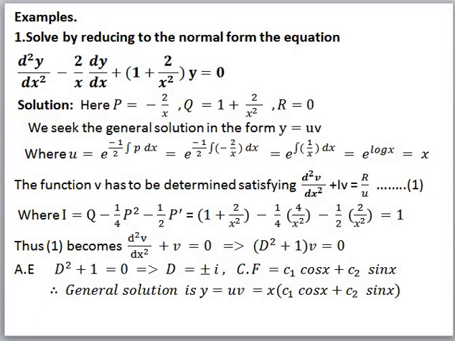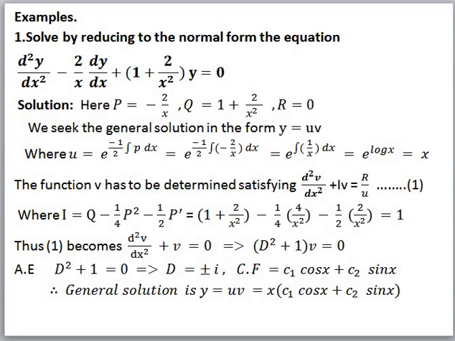We seek the general solution in the form y is equal to uv, where u is chosen to remove the first derivative. So we choose u is equal to e to the power of minus 1 by 2 integral p dx, which is equal to e to the power of minus 1 by 2. Here p is equal to minus 2 by x. So 2 gets cancelled, minus into minus is plus, and we get e to the power of integral 1 divided by x dx. The integral of 1 by x is log x. So e to the power of log x is equal to x.